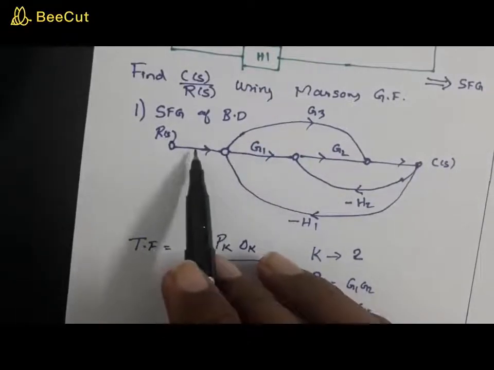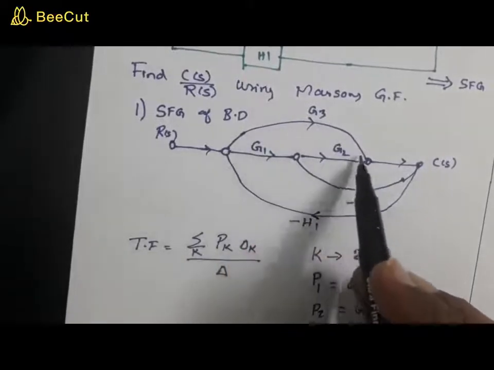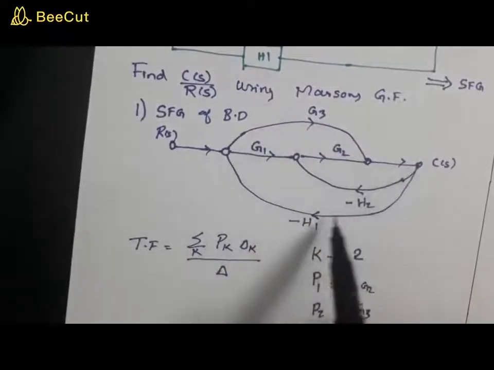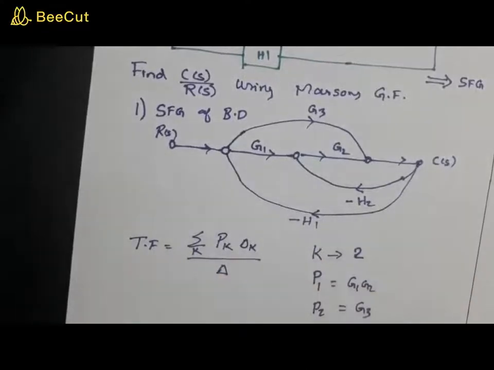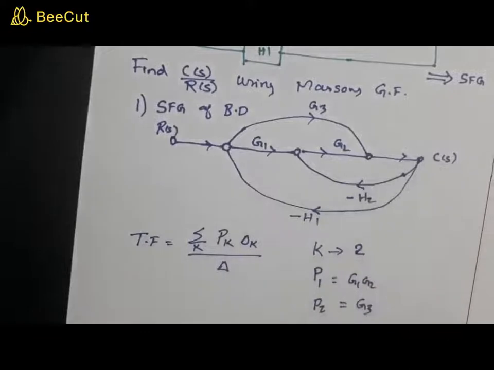Now another loop: the signal can go in this direction, move in this way and come back to this. So what is your L2? The second loop gain is G3 H1, that is minus G3 H1.